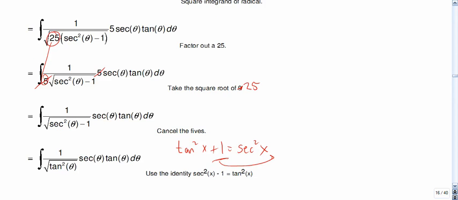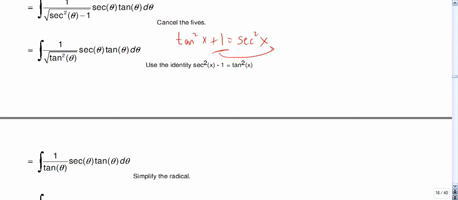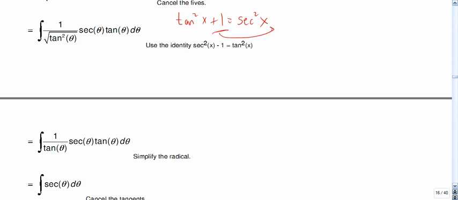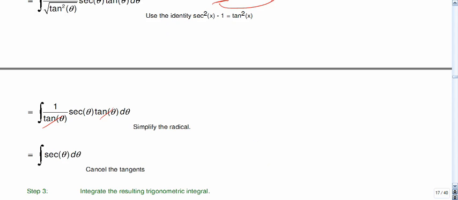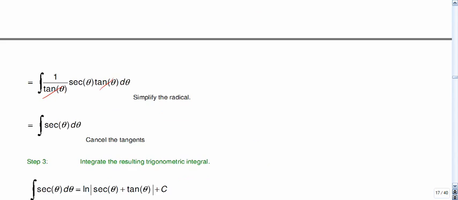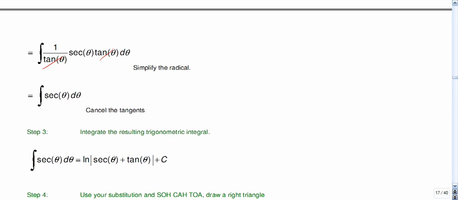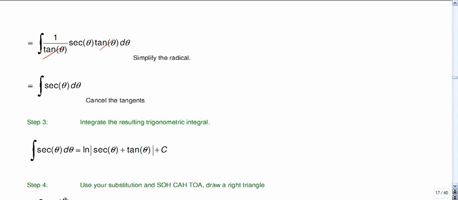Take the square root. So I have 1 over tangent theta multiplied by secant theta tangent theta d theta. And then, of course, the tangent thetas cancel. And I have secant theta d theta, which probably looks familiar from a problem we did just a little while ago. Integrate that. That's that special integral we talked about. Gives us natural log of secant theta plus tangent theta plus c.